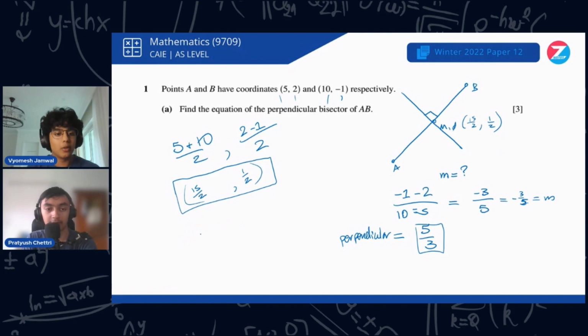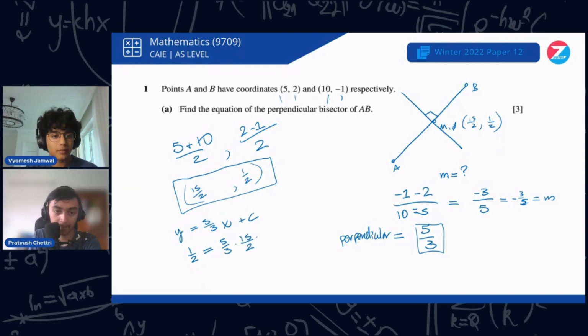So let's just write y equals 5 upon 3 x plus c. And in this case, we're just going to put the values of y, which is 1 upon 2. 1 upon 2, a half, equals 5 upon 3 times 15 upon 2, plus c. So in this case, we have to just basically calculate for c, and that'll give us the answer.